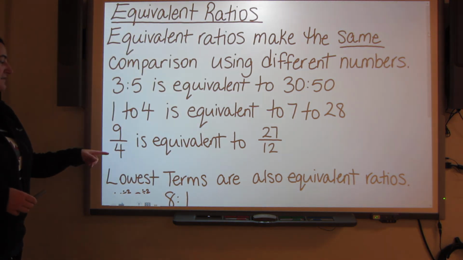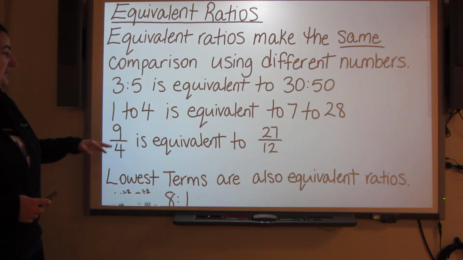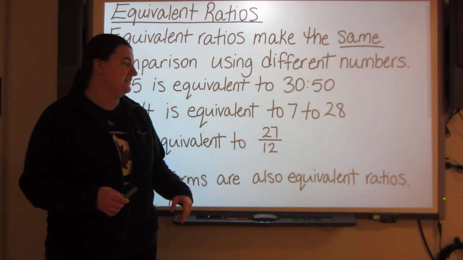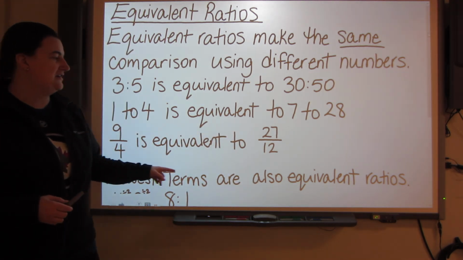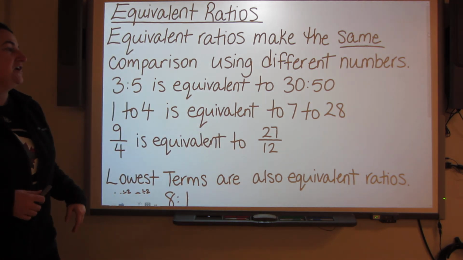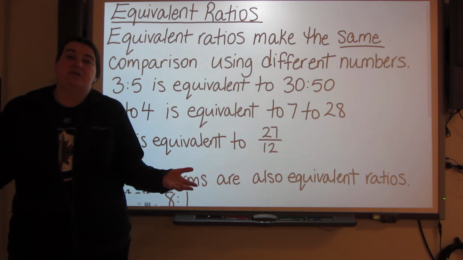And now we've got 9 over 4. So I chose 3. 9 times 3 is 27. 4 times 3 is 12. So these are all equivalent ratios. You can make lots of different equivalent ratios.